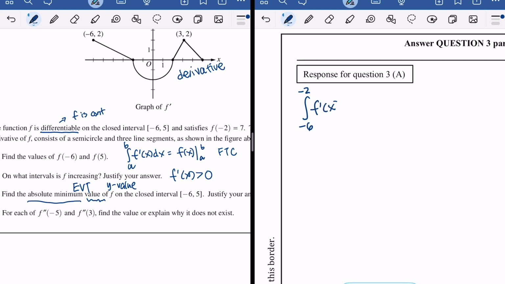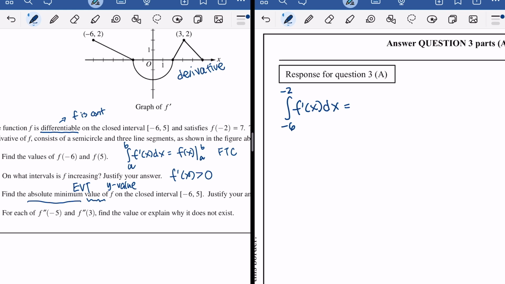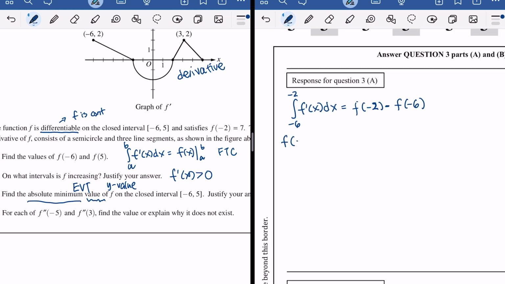The integrand is f prime of x dx. This is the accumulation from -6 to -2 of the f prime graph. According to the first fundamental theorem of calculus, this will equal f of b, which is f of -2, subtract f of -6. So this will be the final amount minus the initial value. In this case, we are looking for the initial value, f of -6, and that will equal the final amount subtract the accumulation.